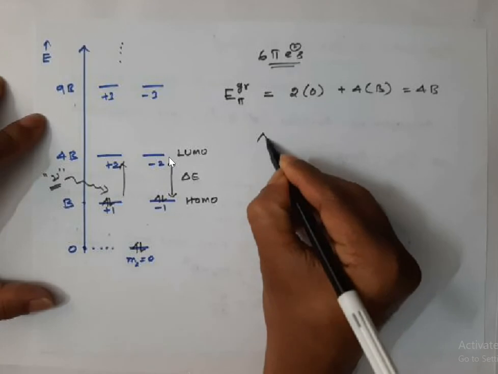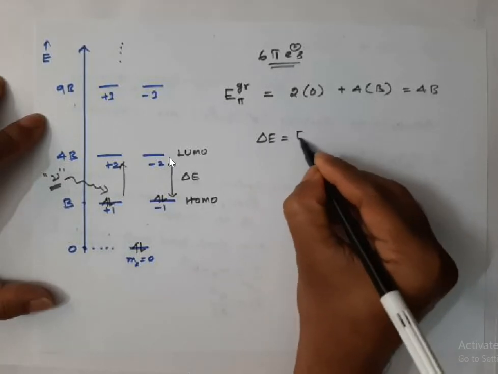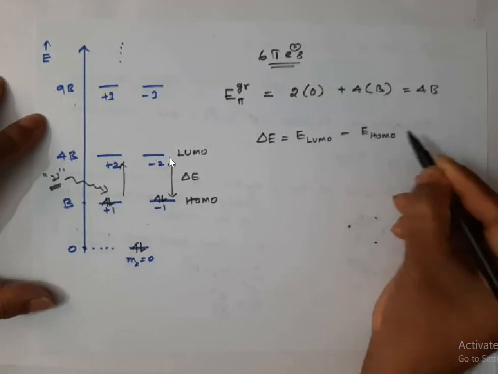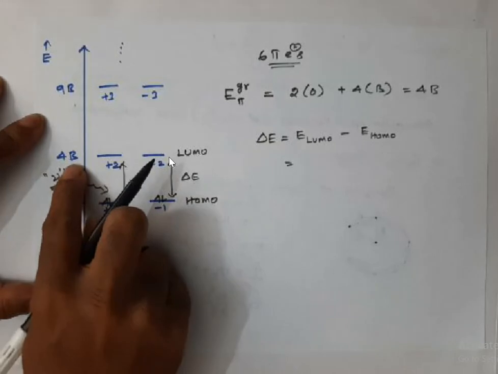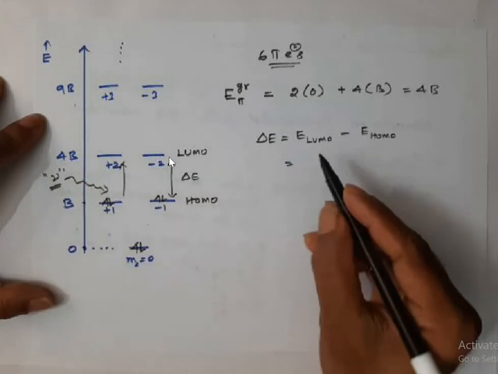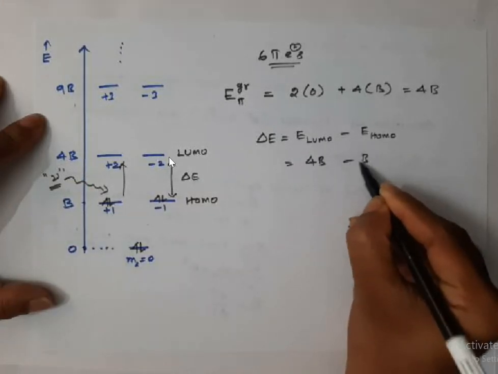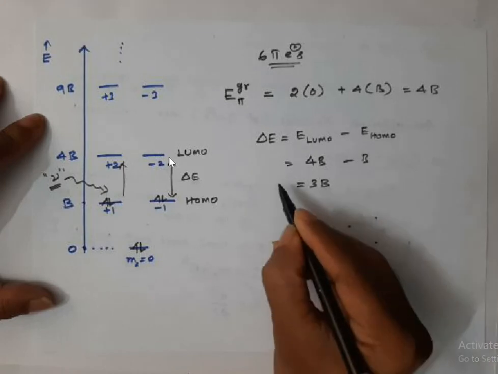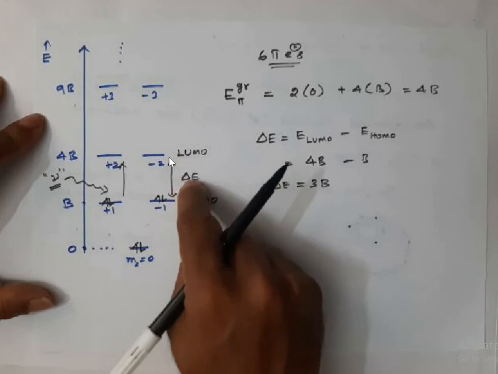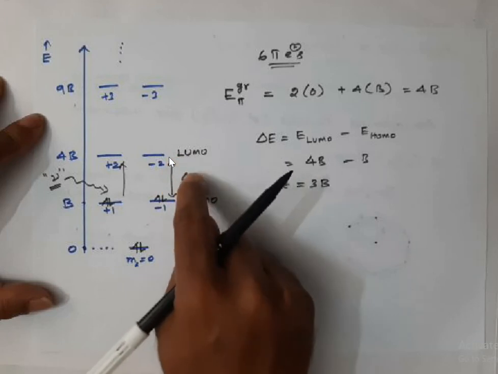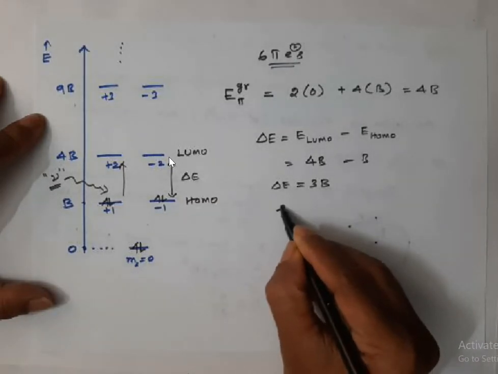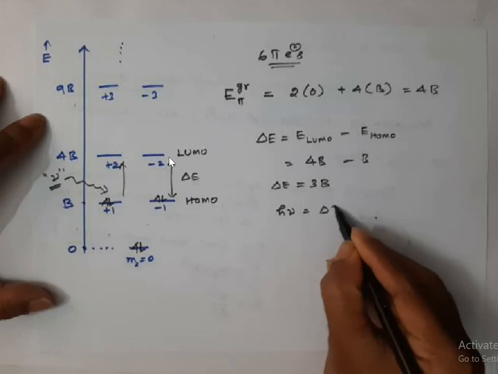What is delta E here? Delta E is the energy of the LUMO level minus the energy of the HOMO level. The LUMO level energy is 4B, and the HOMO level energy is B, so 4B minus B gives 3B. So 3B is the energy gap, and exactly this amount of energy is absorbed in the form of a photon. The photon energy should exactly match this delta E.